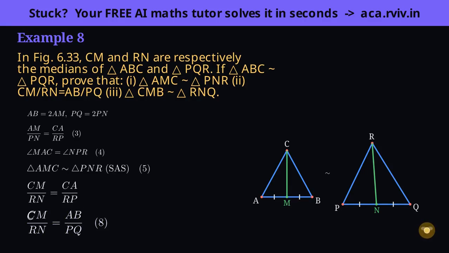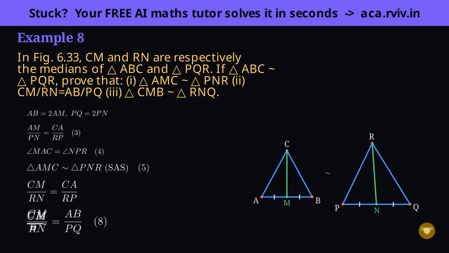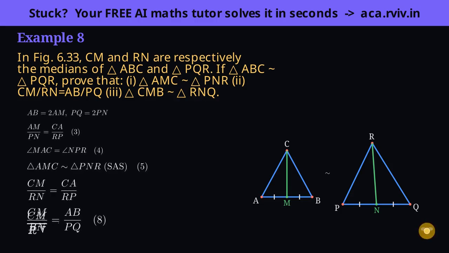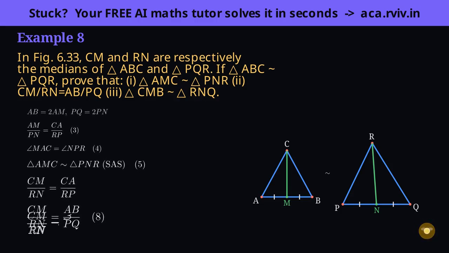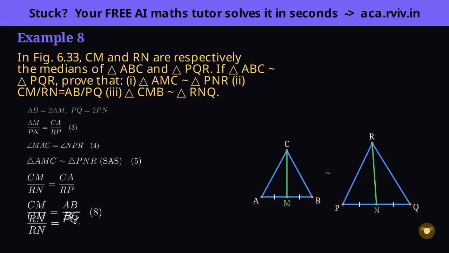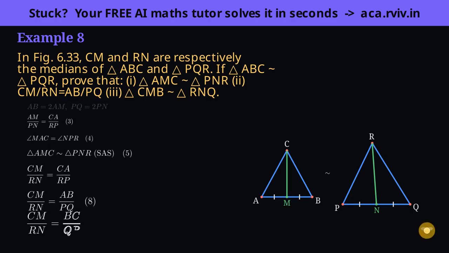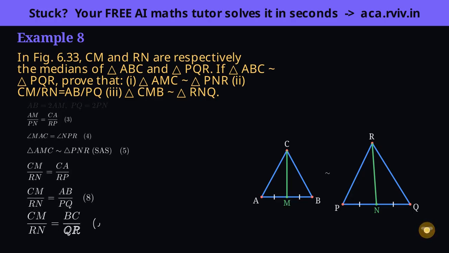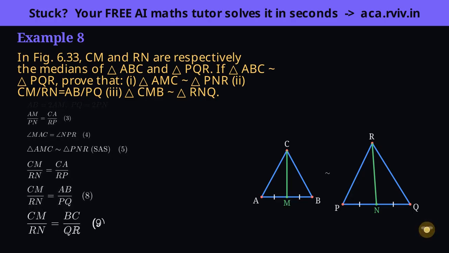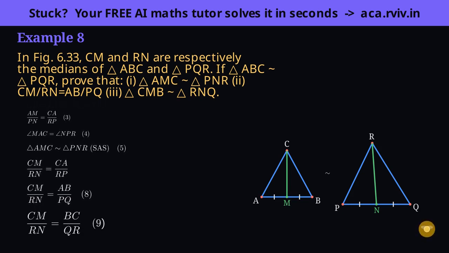Part 3 needs an SSS on triangles CMB and RNQ. Let's gather their three side ratios. From equation 1, AB over PQ also equals BC over QR. So combining with equation 8, CM over RN equals BC over QR, that's the first side pair. Call it equation 9.